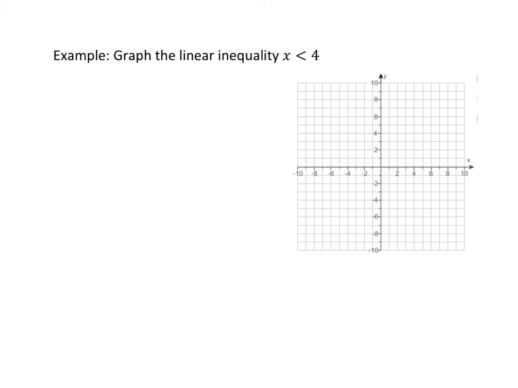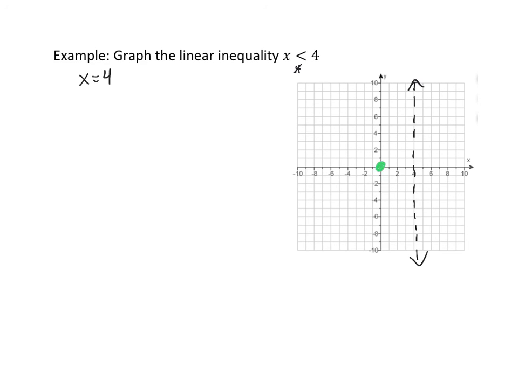Let's talk about how this would apply to a vertical line. If I instead treated that as x equals 4, we would have a vertical line through 4. In this case, though, if you look at our sign, it doesn't include the equal sign. So what we're going to have is a dotted line through 4. Then I need to decide which side I want to shade.